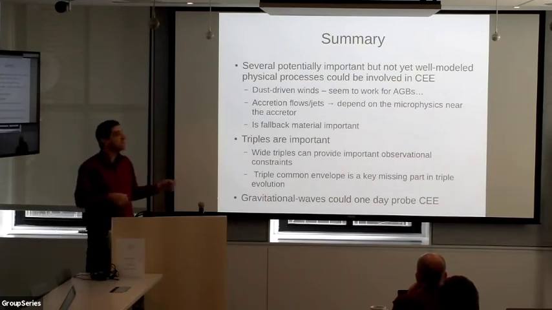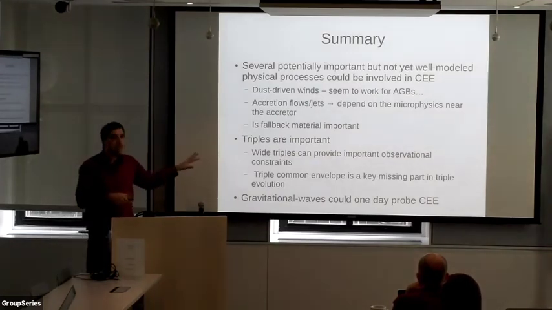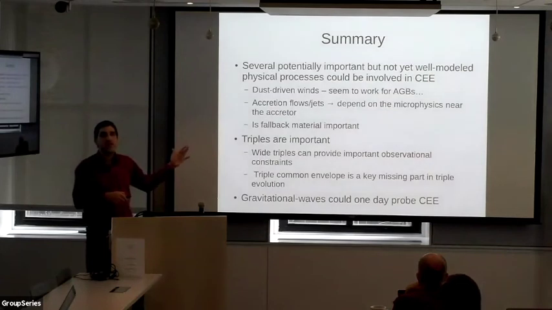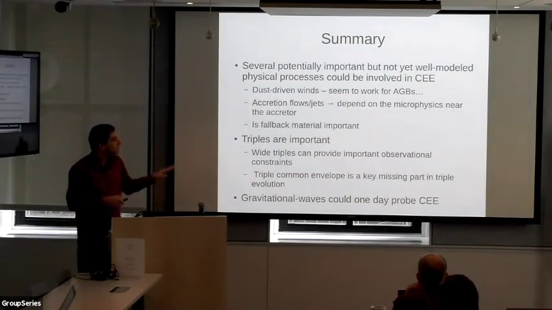And finally, triples are interesting and important. First of all, dust is observational. Using them for observation constraints is very different from other types of observation constraints that we have now. We can actually use them. Very preliminary results suggest that it could actually be a long time scale, but hopefully I will have a more definitive answer in the coming month or two, when we submit the paper.